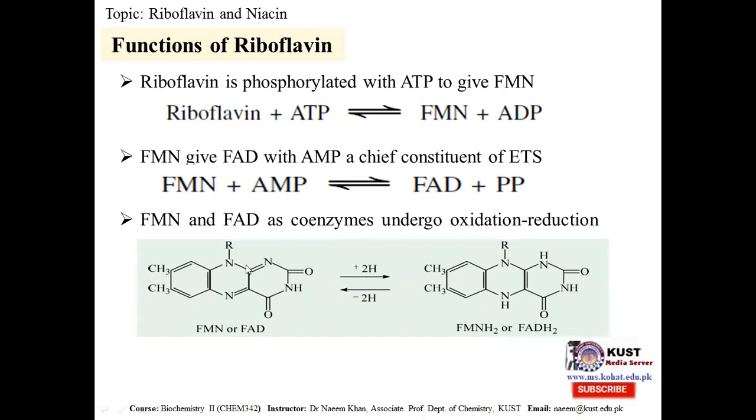Here we can see the basic formula of FMN and FAD, and actually they are accepting protons or releasing protons. So they are involved in the redox reaction. Look, FAD or FMN in the oxidized form, when they accept protons, they become this structure, FADH2. One hydrogen is attached here, one here. This is the oxidized form, but when it accepts two protons, it gets like this. So in this mechanism, they are involved in the oxidation reduction reactions. This can be traced in the Fundamental Biochemistry book.